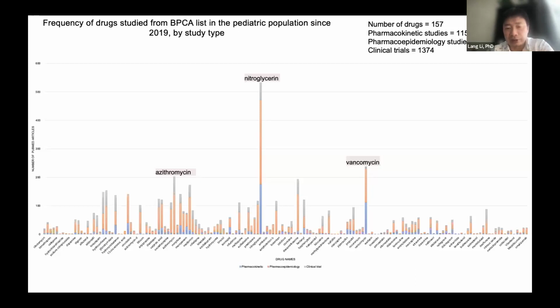on the BPCA list. And then obviously there are a lot of drugs whose frequency is very, very small. Many times below 10 papers, maybe even 5 papers being published since 2019. Maybe the evidence for those drugs may not be accurate enough for us to move on or study to answer the question of the BPCA list.